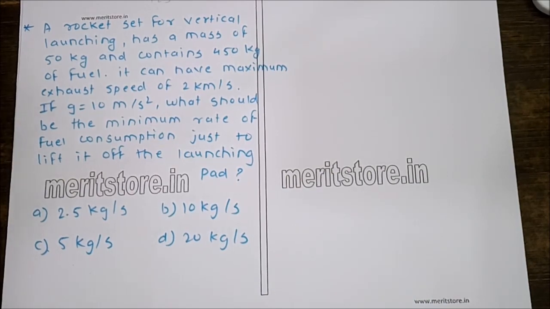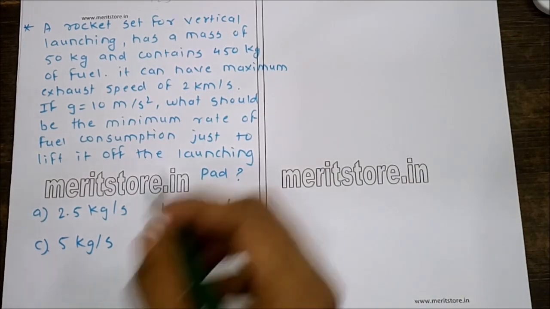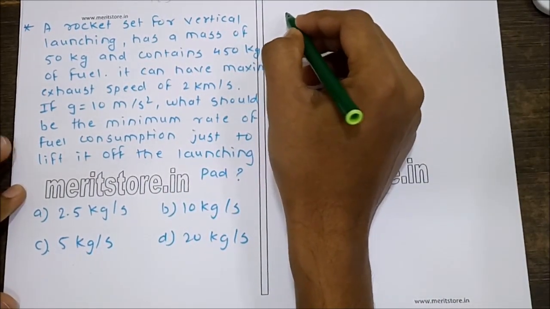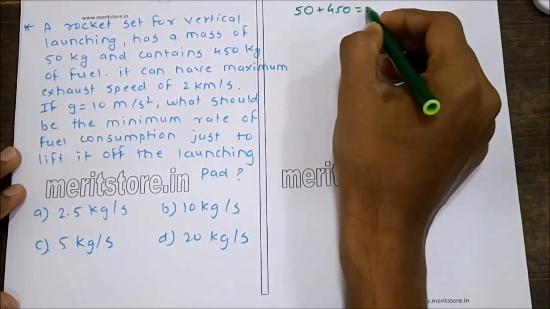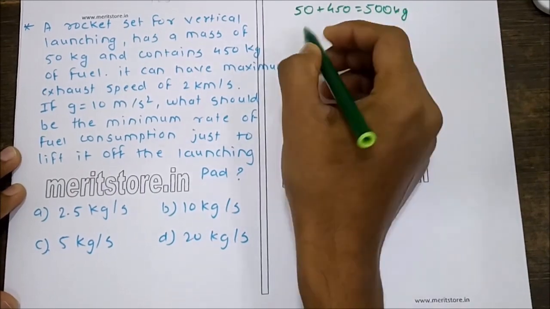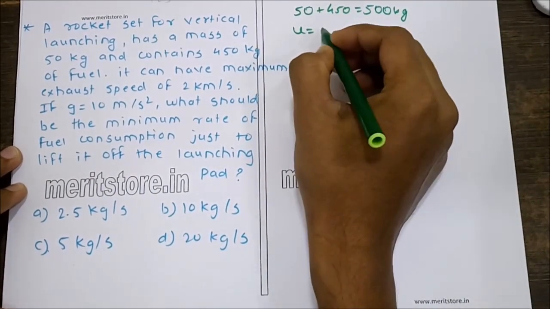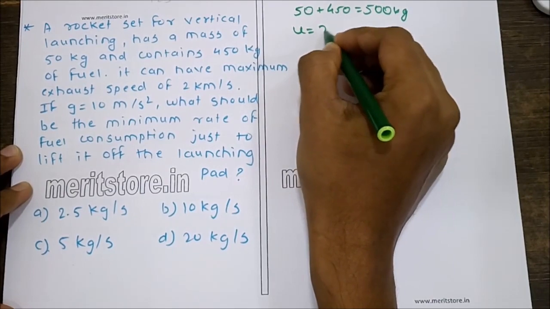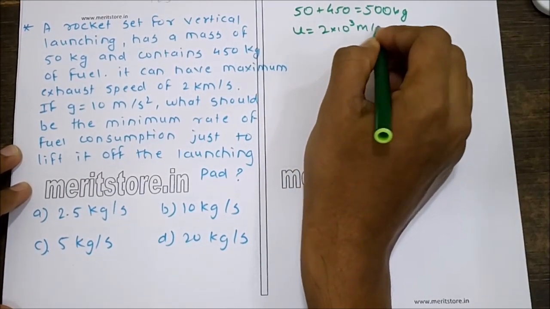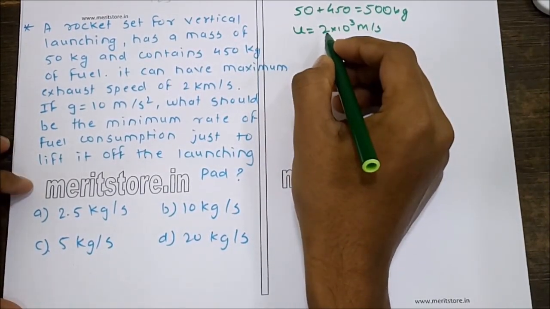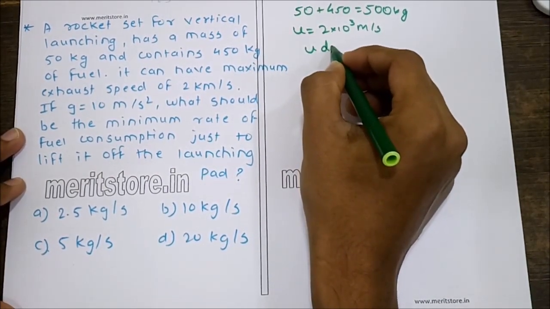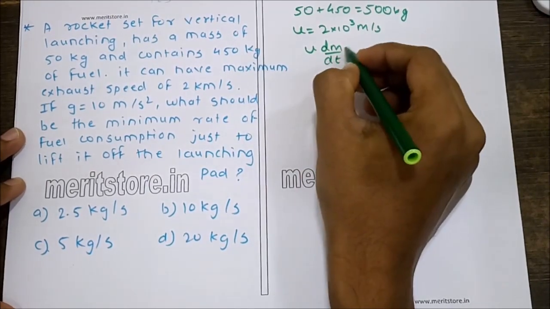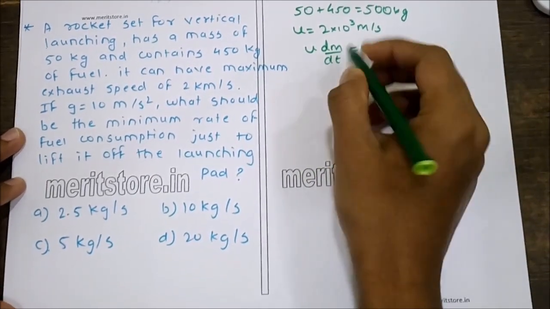The options are 2.5 kg per second, 10 kg per second, 5 kg per second, and 20 kg per second. Now the total mass of the system is 50 plus 450, that is equal to 500 kg, and the velocity with which the exhaust is leaving is 2 into 10 raised to 3 meters per second. So in order to lift the rocket, the thrust required is given by u times rate of change of mass, which is equal to mg.